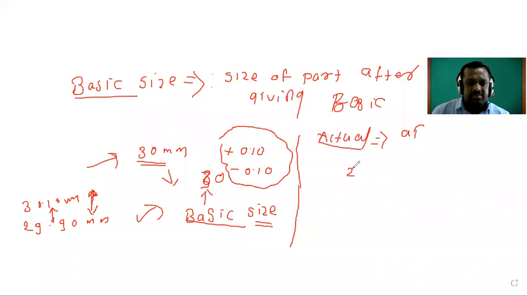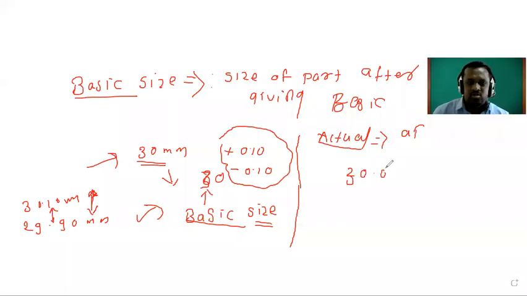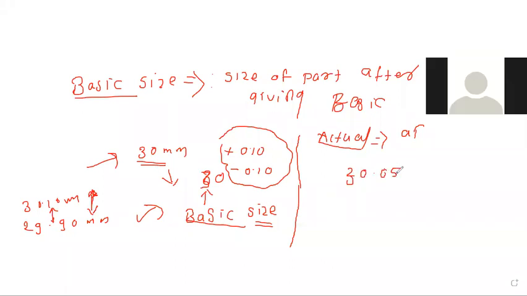In between that range, please tell me one value of the acceptable range. Yes, 29... 30.5. Yes. 30.05. Okay, 30.05. It is acceptable.